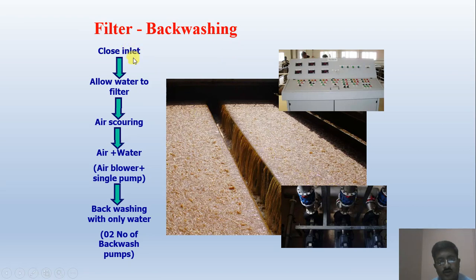So what are the units? The closed inlet allows water to filter. Air scouring is provided, sometimes a combination of air plus water, and an air blower is provided with a single pump. Backwashing with only water, and two backwash pumps are provided here. Always one standby pump is provided there.